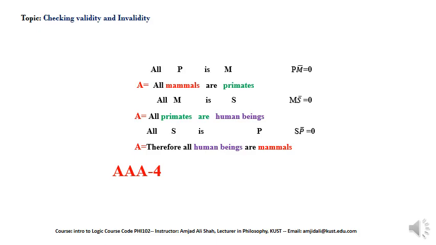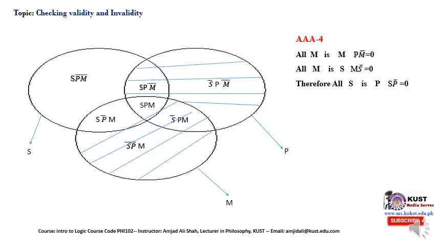If you remember, the conclusion is the same in all these four forms, AAA1, AAA2, AAA3, and AAA4. But the same conclusion is derived from different premises. By different premises, I mean when the position of the middle term is changed, the whole sense of the proposition also changes. So the same conclusion is derived, but all of them are not valid. So this is the symbolic form.